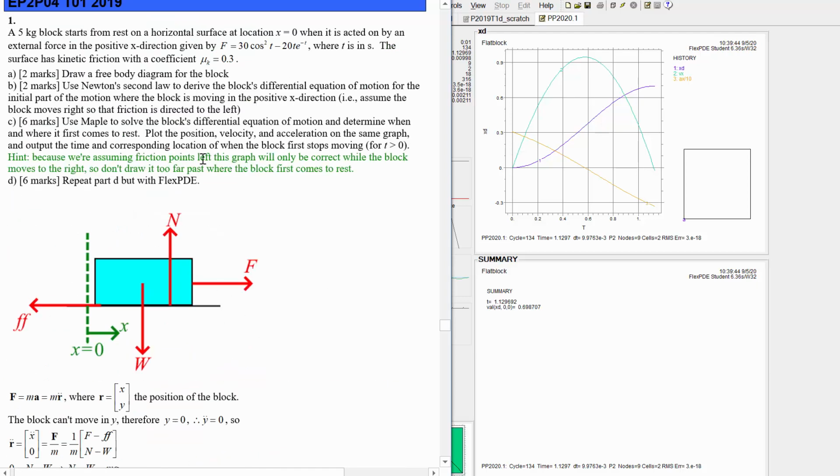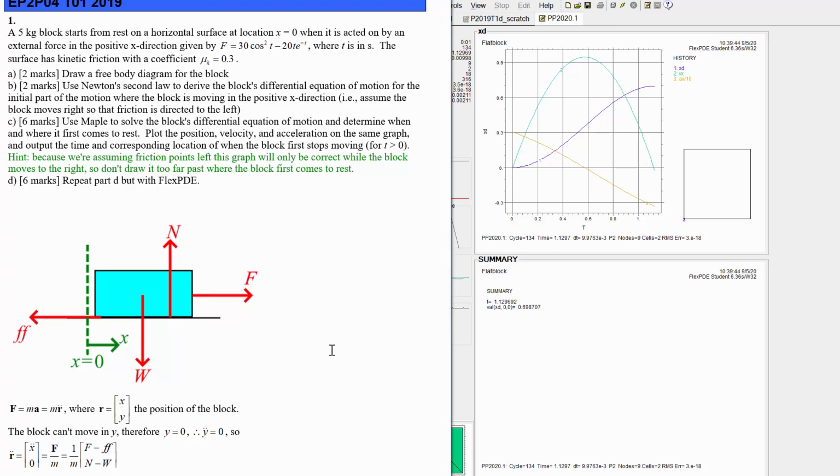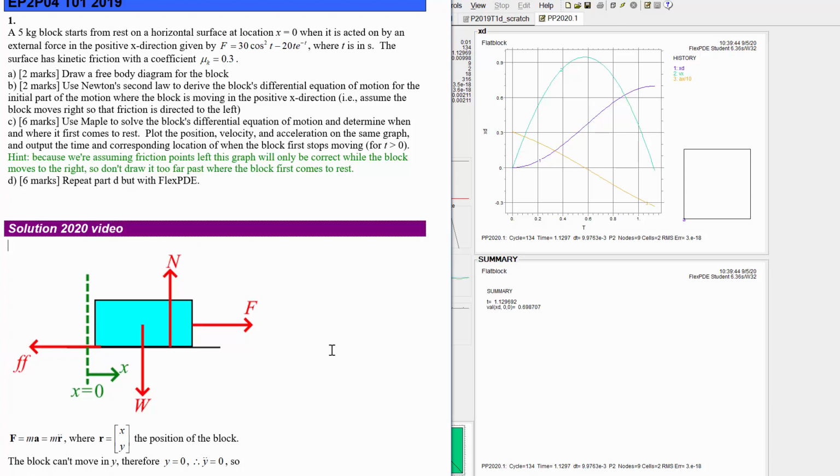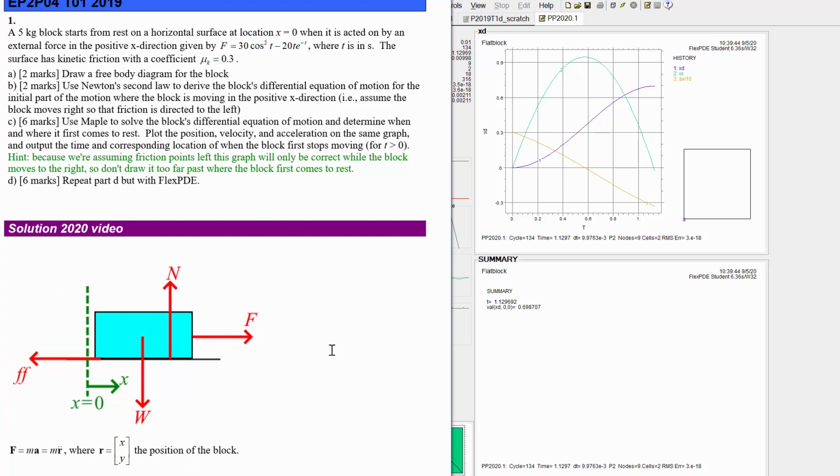The text here that's actually written is lacking in a lot of ways. So let's see if we can improve it and include some of the things that we talked about as discussion points here. So first, let's put in a heading, solution 2020 video, and I'll put a link right underneath here. And then also this discussion. So let's make the free body diagram.